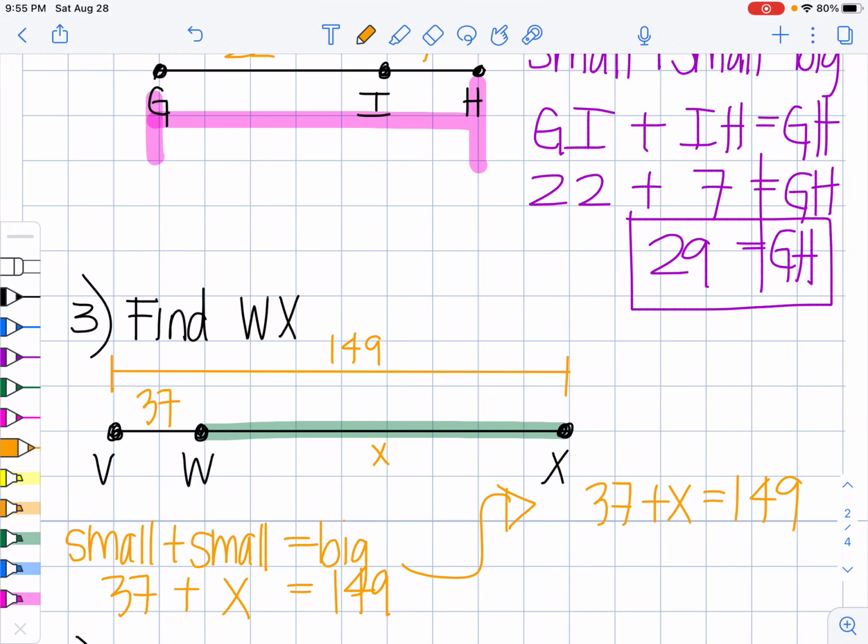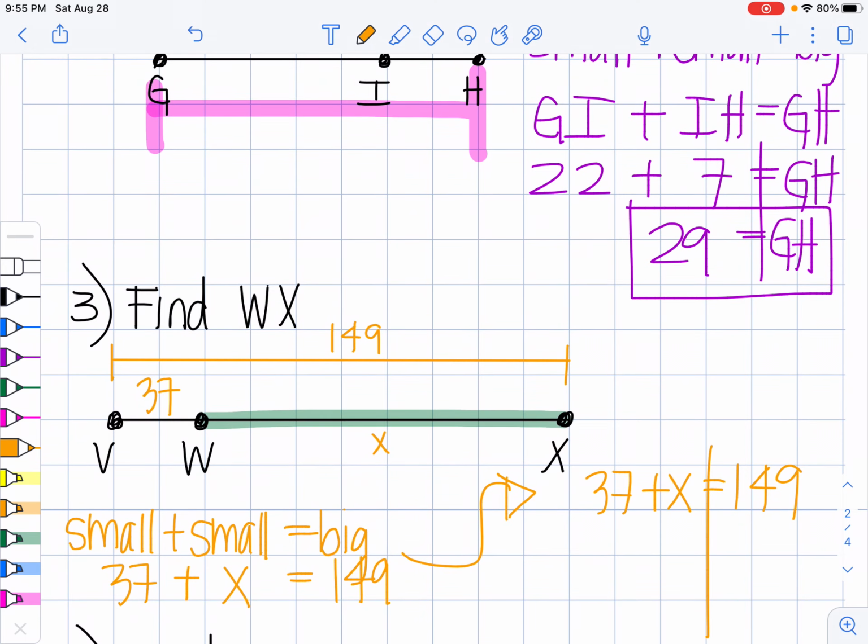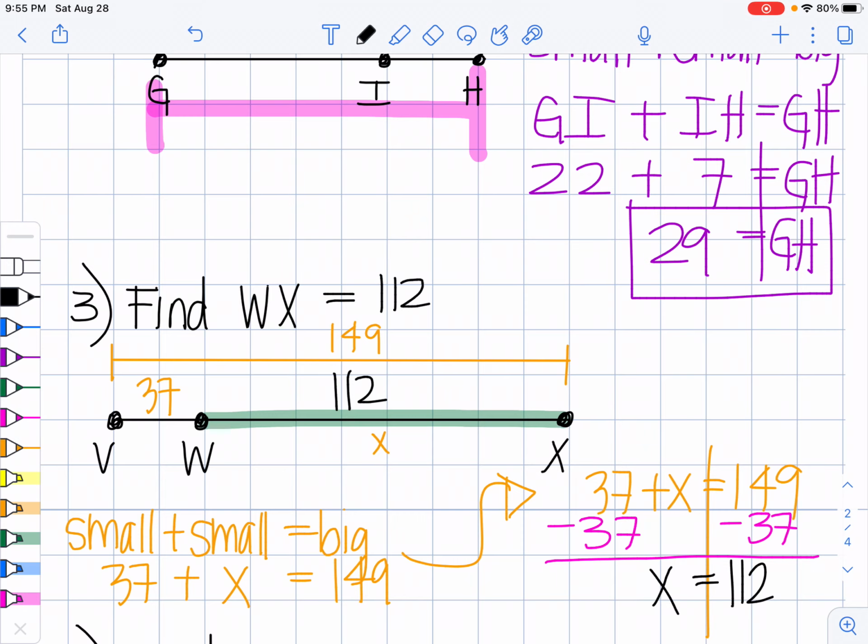So I have to get my X on a side by itself. And you might say, well, why are you writing an equation? I can just subtract it. You can, but I like to write out an equation for practice when it gets a little bit more tricky. So I need to get X on a side by itself, so I have to move this 37, so I'm going to subtract it from both sides. And there is no shame in using a calculator. If you can't do this in your head, don't even worry about it. 149 minus 37 is 112. So I get 112, which means this is 112. So my answer is 112.